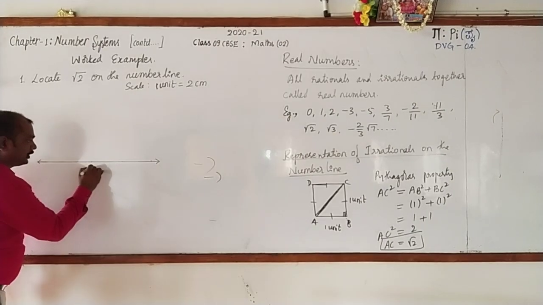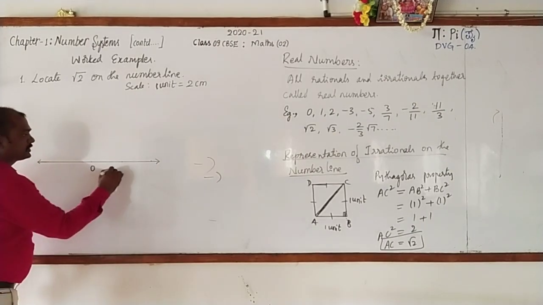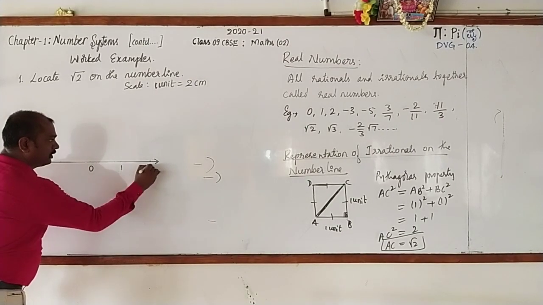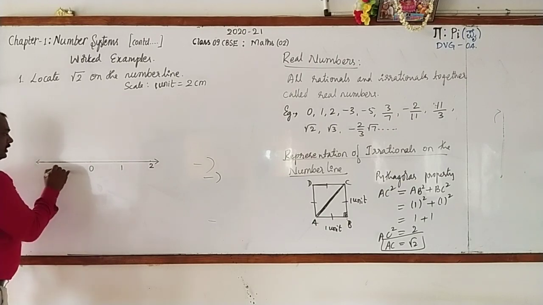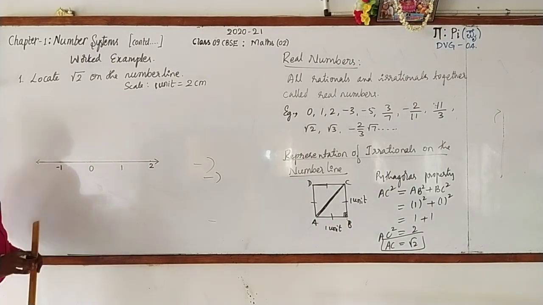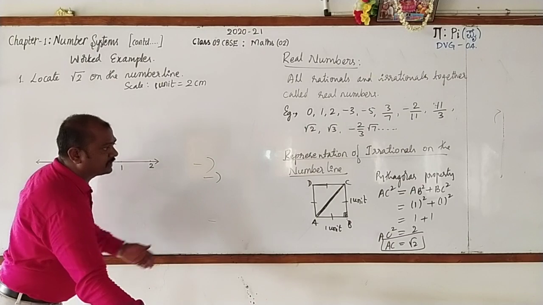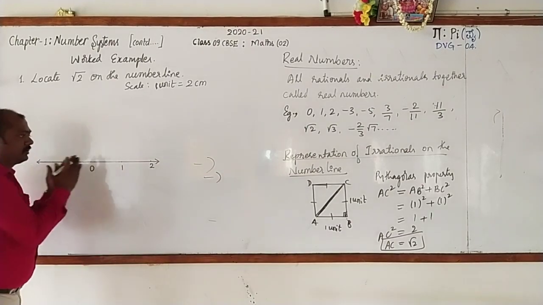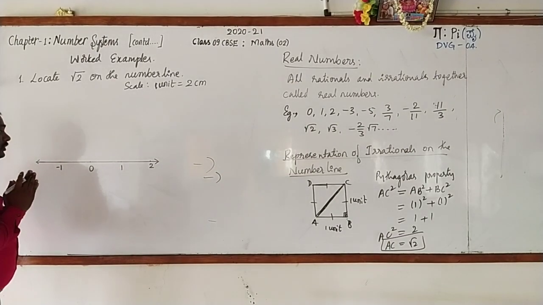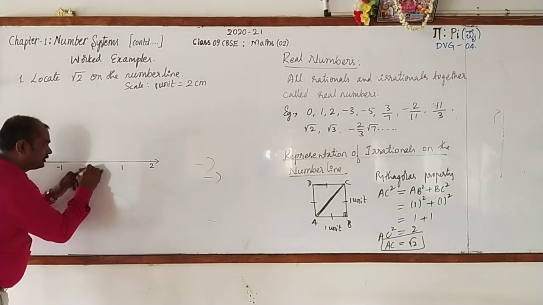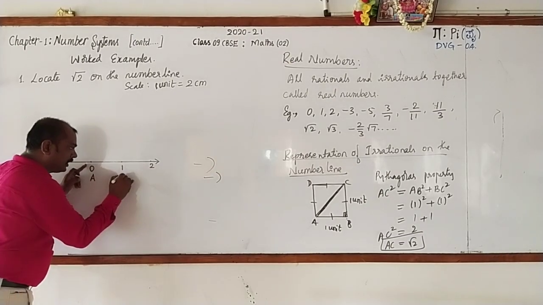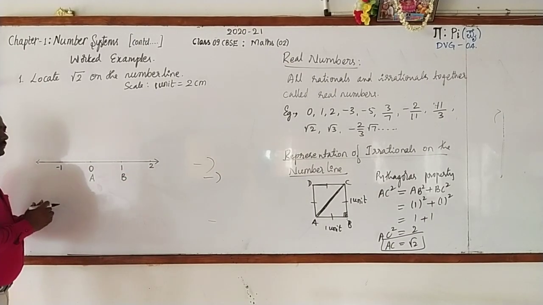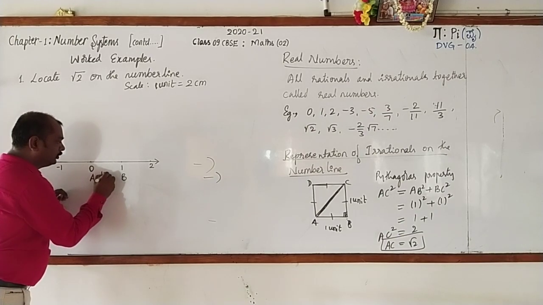Now, I'll take this point as 0, this point as 1 and this point as 2. Here on the left side of the 0 it is negative 1. As I said, you have to place that square on this number line. But how? Observe. I take this point 0 as A, point 1 as B. This is 1 unit.